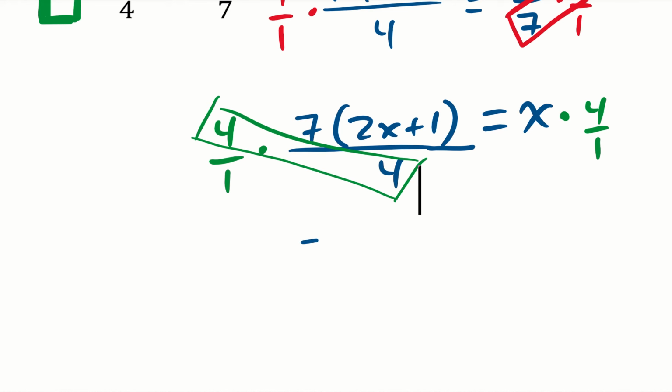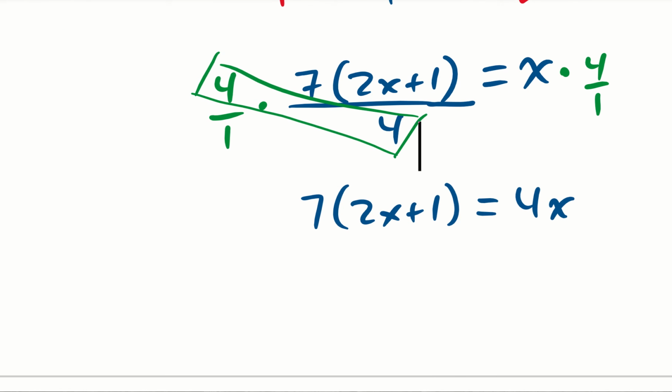I'm left with 7 times 2x plus 1 equals 4 times x. Now, I love this. I love this equation. It's a great equation because there's no fractions, right? I can easily distribute this 7, rewrite it as 14x plus 7, and that's equal to 4x.